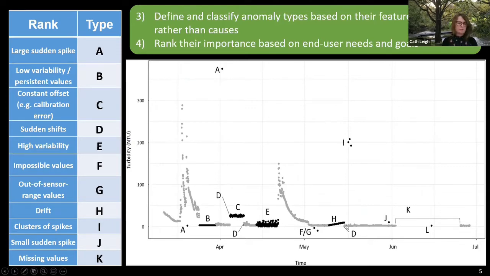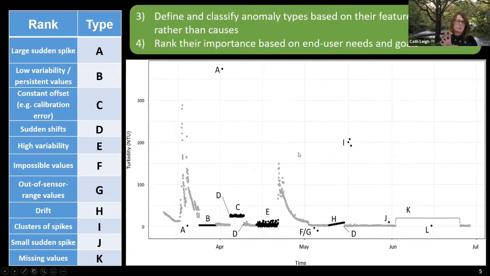And then we have drift, which Ryan gave you a really good example of earlier. We've labelled that H. And then we have gaps of missing data. We label these K. And then our 12th type is any other type of anomaly that we know is caused by an error, but it doesn't fit into any of these other types. And this is an example here, L, where we just have a data point in the midst of all this missing data. That's basically an untrustworthy data point.